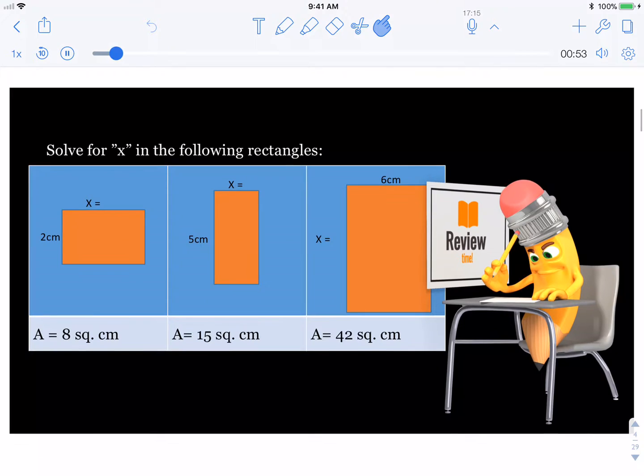Okay, so on this slide, we've given you the area and we've given you one of the sides. You have to figure out what x equals. This is a review from yesterday, so you should be able to get this one done pretty quickly. So go ahead, pause, and solve the problems.